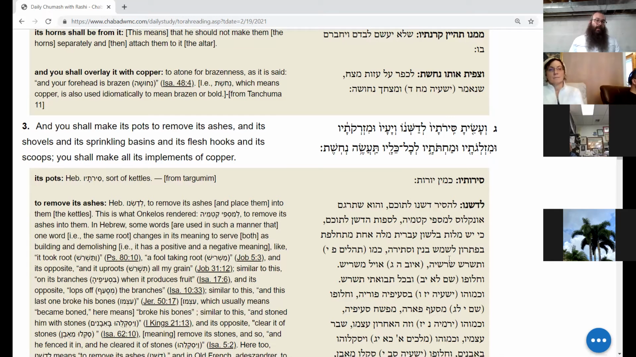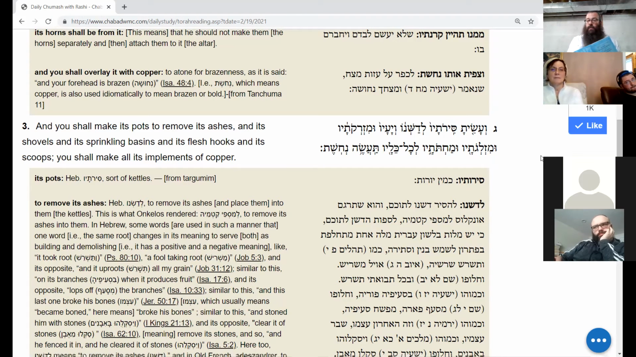Umizrakoisav, and you also had something called mizrakoisav. What's mizrakoisav? Mizrakoisav are a special kind of sprinkling bowls. What would you need a sprinkling bowl for? When they would slaughter the animal, the first blood that would come out of the animal is what would be sprinkled on the altar, on the mizbeach. So they would take these sprinkling bowls and go to the animal. As soon as the animal was slaughtered, they would collect the blood, and then use those bowls to sprinkle the blood on the altar.